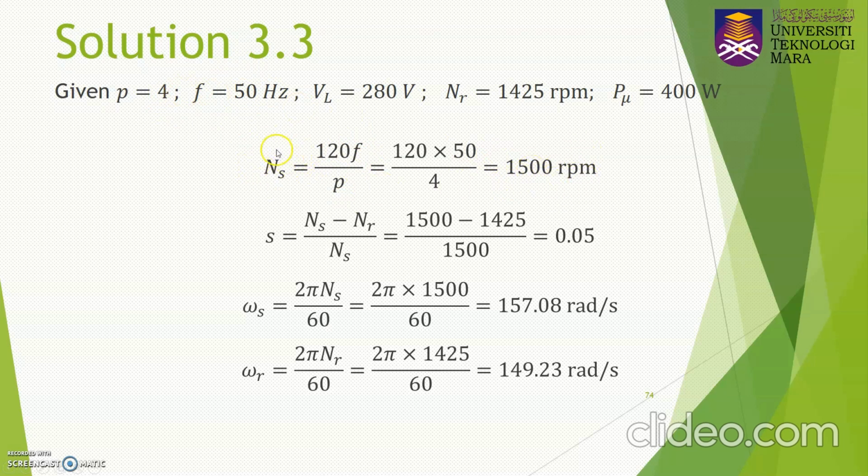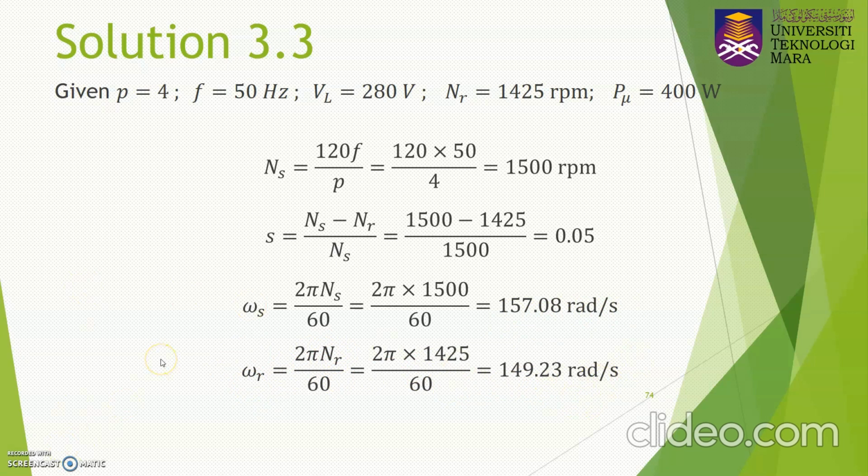Then based on the ns and also the nr given, you can calculate the value of S, your slip. Slip is equal to 0.05. And then omega S is given by 2 pi ns divided by 60. You just substitute all the values accordingly, with ns given by 1500 rpm. So the omega S is 157.08 radian per second. For the omega R, just substitute the value of NR in the formula, then you get 149.23 radian per second.